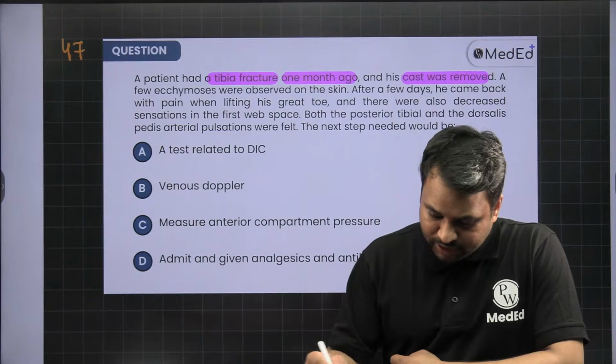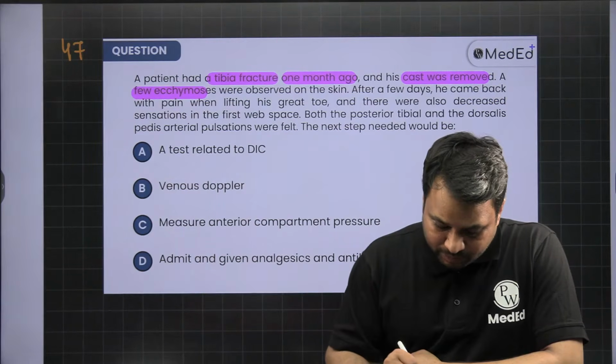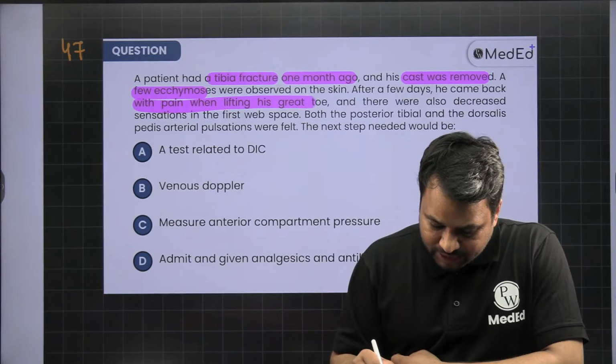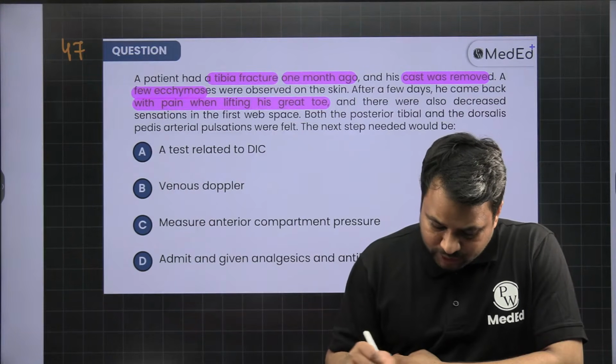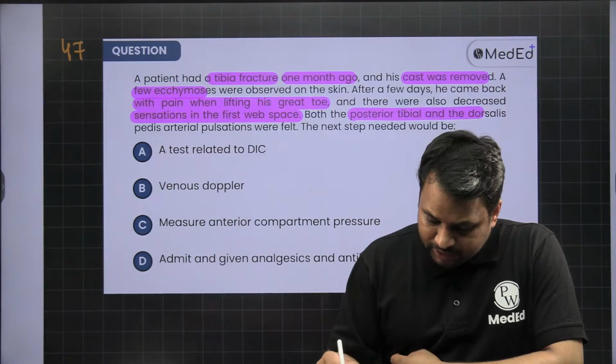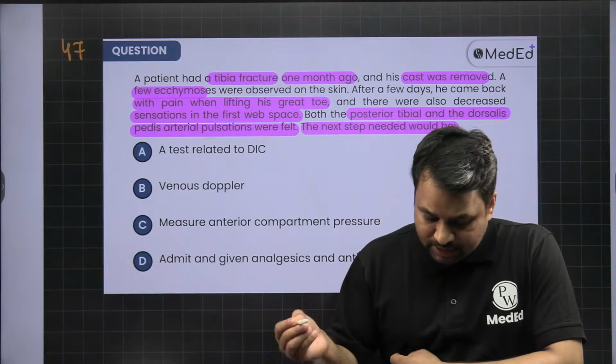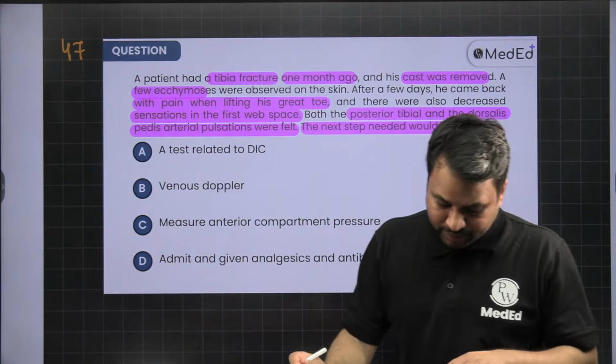The cast was removed. Few ecchymosis were observed. A few days later he came back with pain when lifting his great toe, and there was also decreased sensation of the first web space. Both the posterior tibial and the dorsalis pedis artery pulsations were felt. What is the next step in the management?